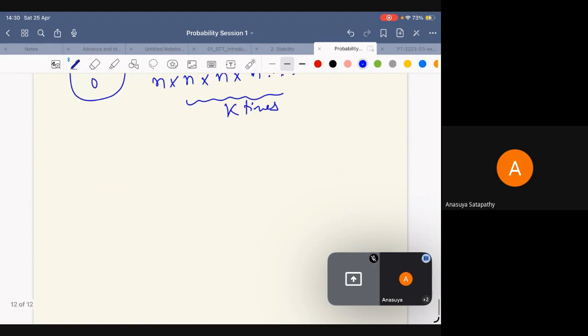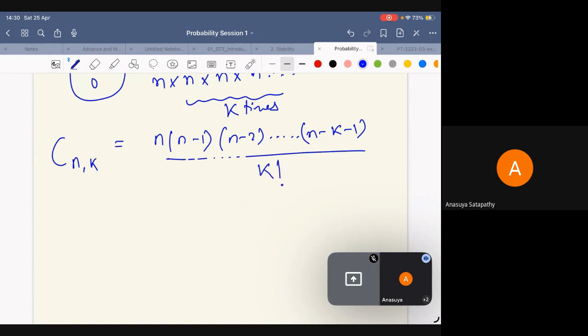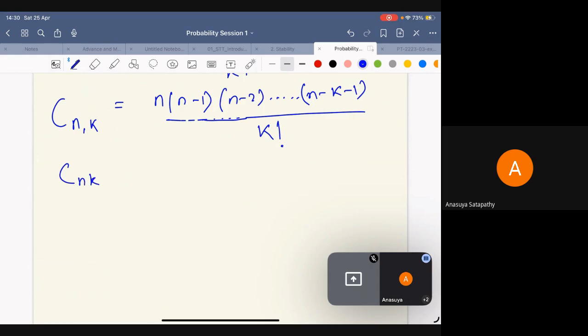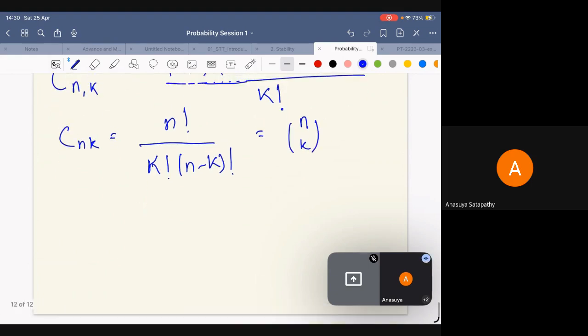And one combination formula you might have studied in school, nCk, which is n into n minus 1 up to n minus k plus 1, divided by k factorial. This you might have studied in high school. It can also be written as C(n,k) equals n factorial divided by k factorial into n minus k factorial. Okay, this is the formula. We can also represent it like this.